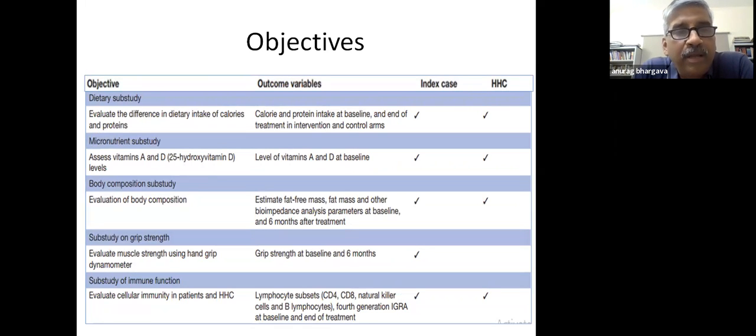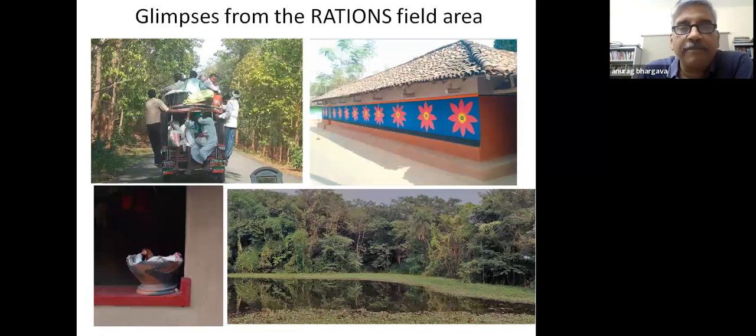We have a number of sub-studies here on smaller samples of patients and contacts, evaluating their baseline intake of calories and proteins, and then after intervention, estimating micronutrient status, evaluating body composition and changes with the intervention, and also looking at lymphocyte subsets in both patients and contacts at baseline and following therapy.